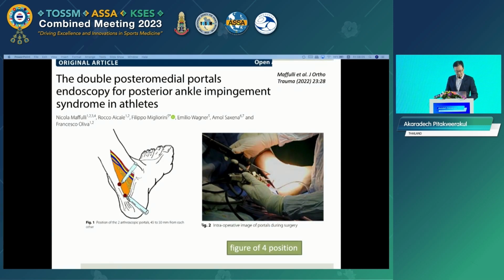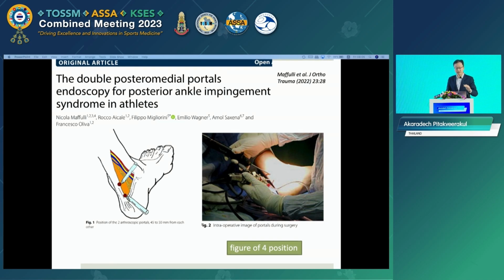Muffley in 2020 proposed a new technique in the treatment of posterior ankle impingement syndrome using two posteromedial portals. He suggests using two posteromedial portals instead of posterolateral and posteromedial portals because they can be done in the supine position with the figure of 4 position.